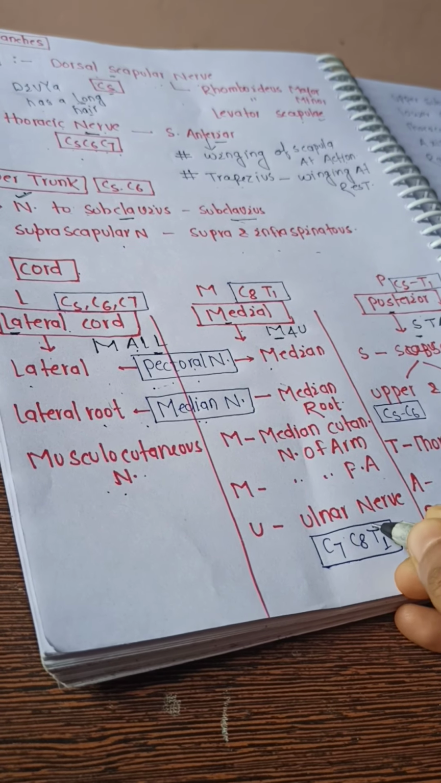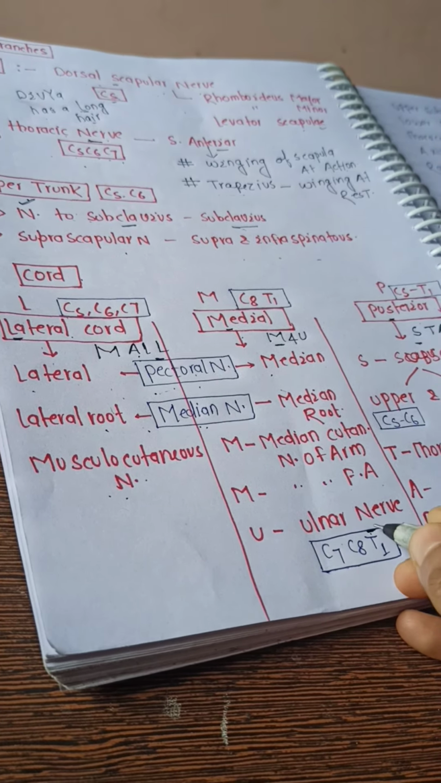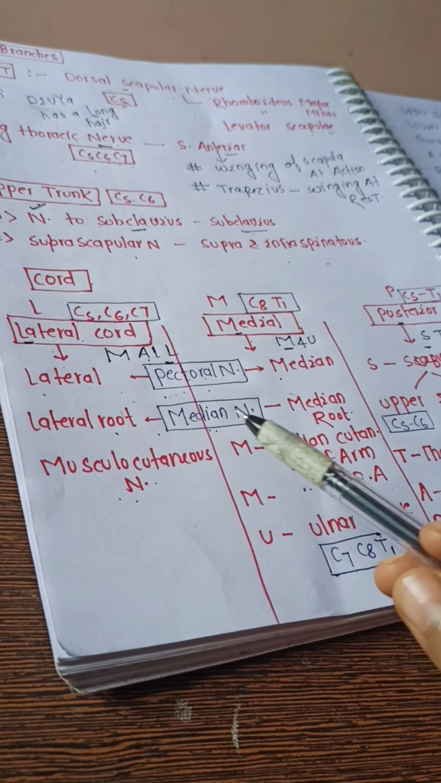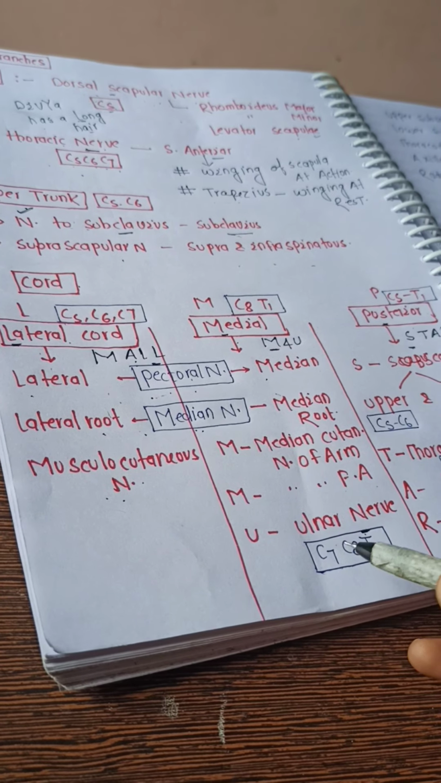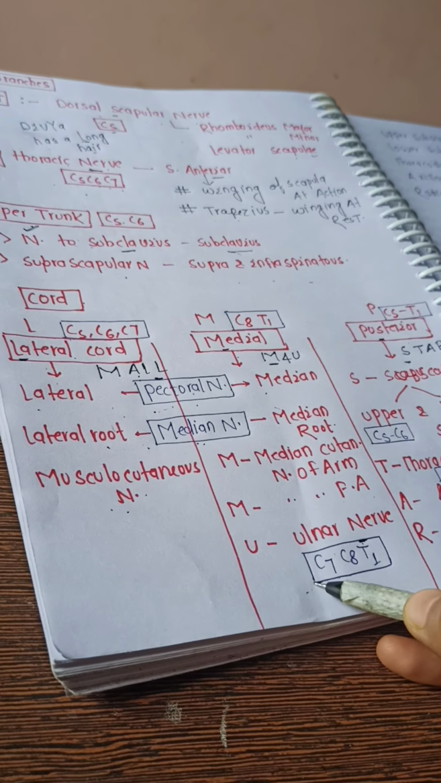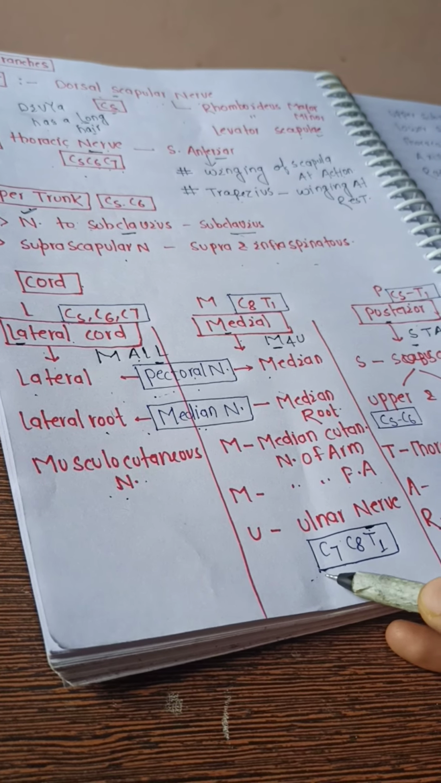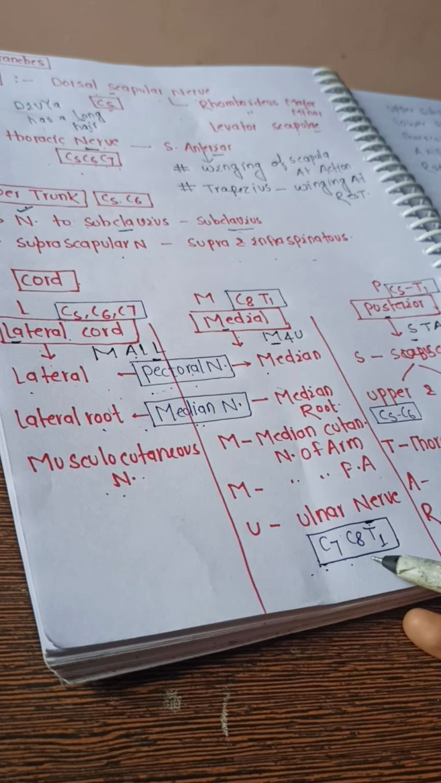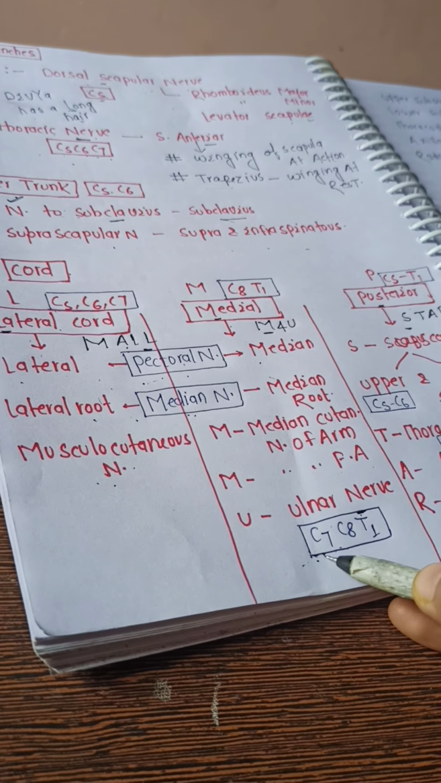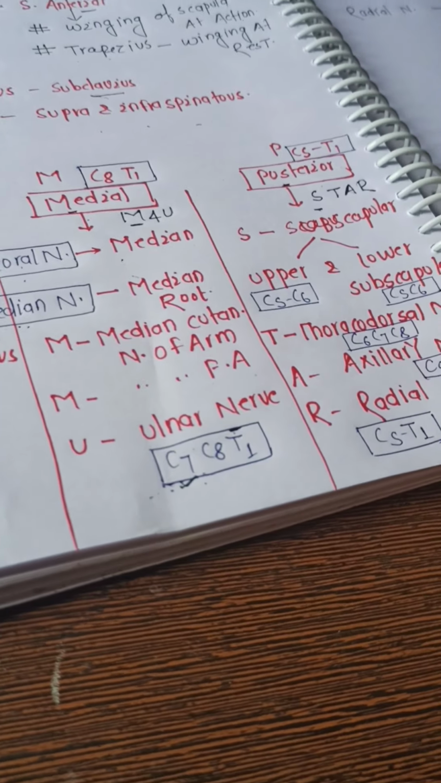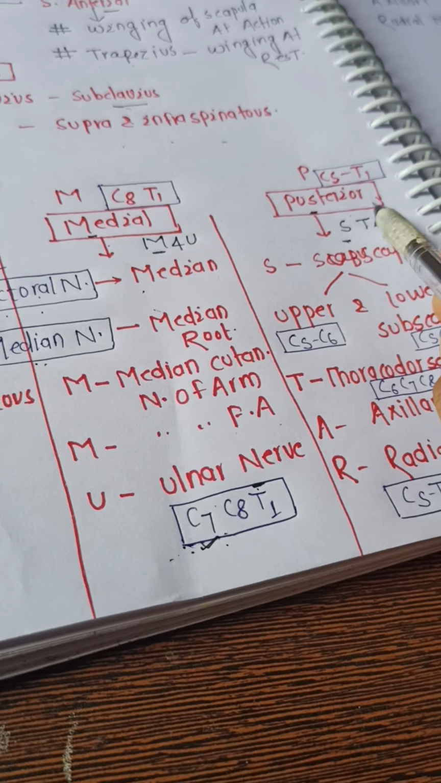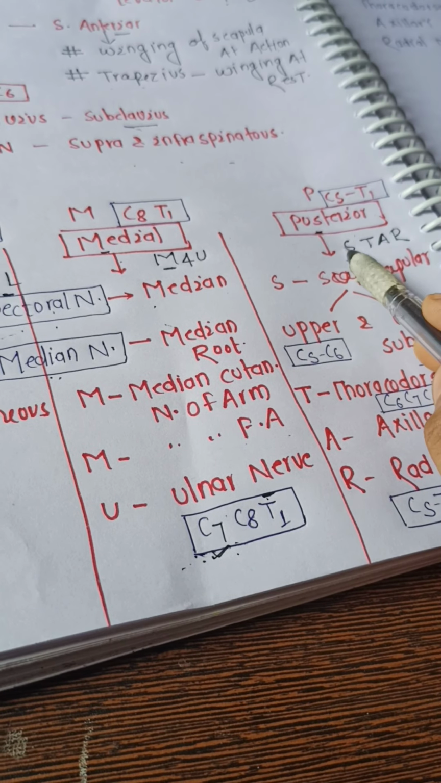Important thing is the ulnar nerve. Ulnar nerve is handed over by the median nerve. That's why C7 is also a root value of ulnar nerve. So C7, C8 and T1 is the root value of ulnar nerve. Important, remember it. Then the posterior cord, mnemonic is the star, SS.